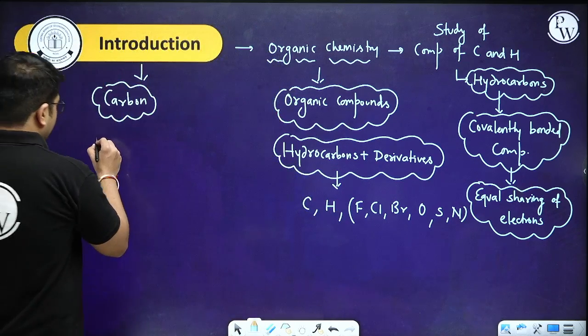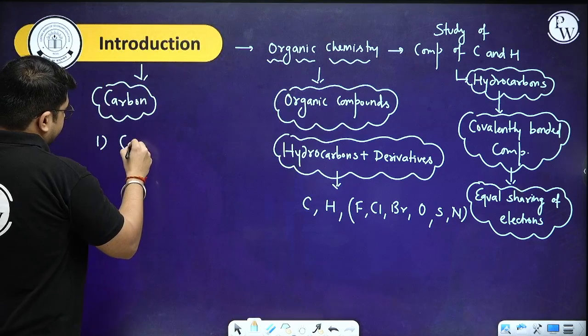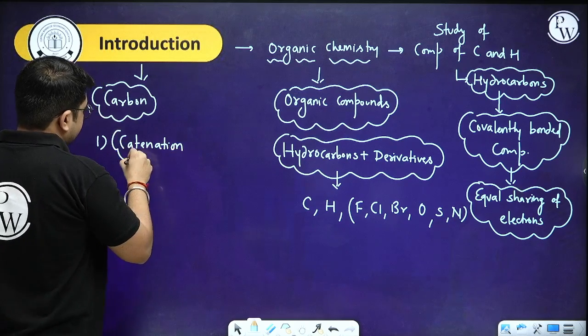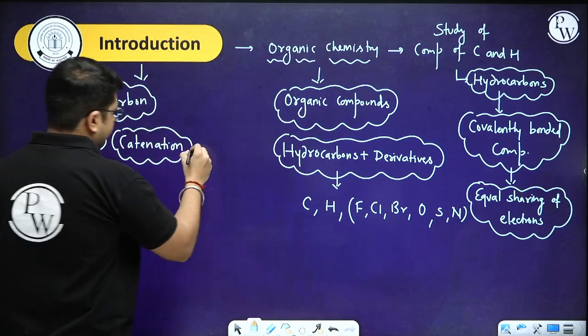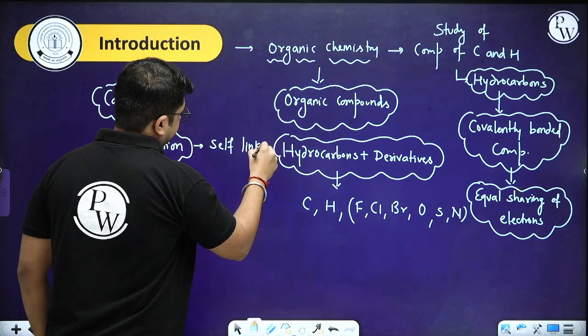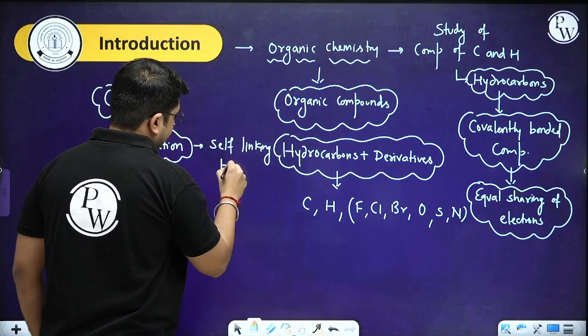First part, in this particular case, is because of catenation. Just because of catenation. Catenation is basically the property which is known as the self-linking property.